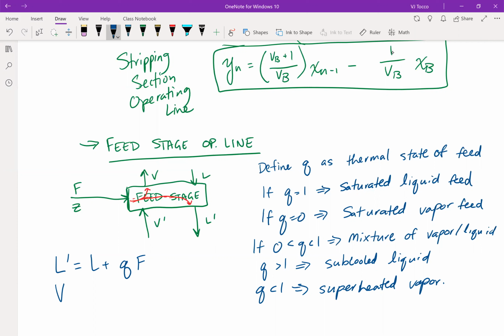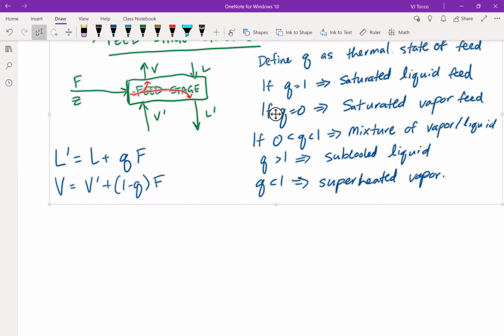The other equation that I'll need is V is equal to V prime plus 1 minus q times F. So pause the video real quick and go through the same exercise that I just did, just making sure and verifying that that makes sense to you. Now, my two rectifying section balances and my stripping section balances I'm going to write.